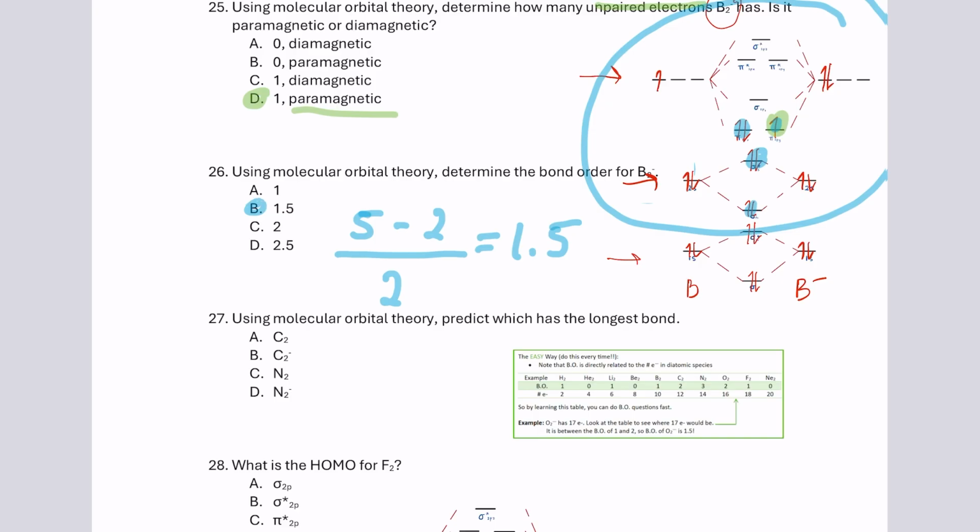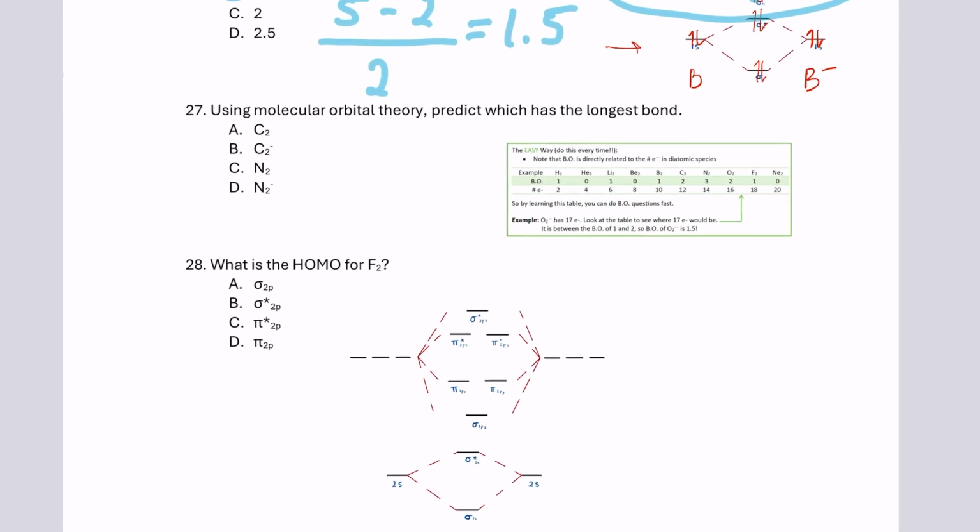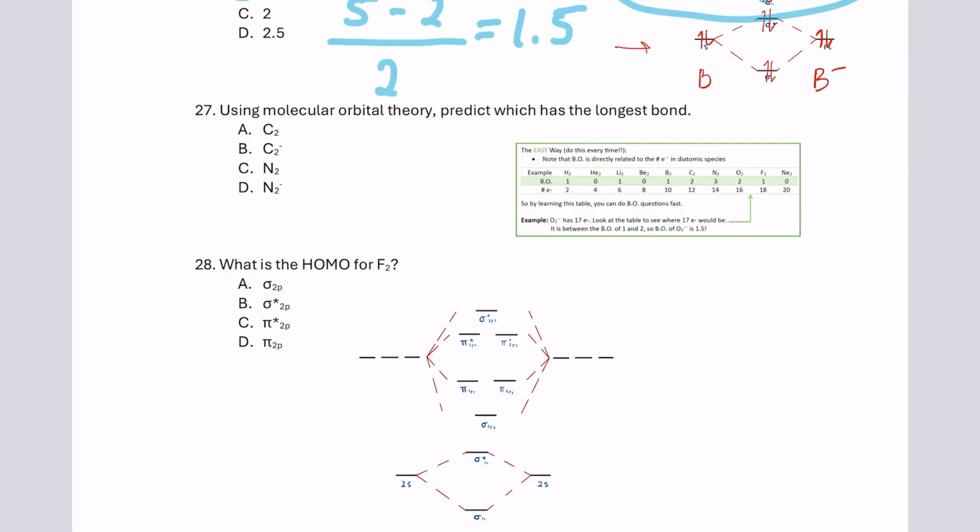Problem 27 says, using molecular orbital theory, predict which has the longest bond. Bond length is inversely related to bond order. So the higher the bond order, the shorter and stronger the bond. One of the easiest ways to quickly determine bond order for diatomic molecules is by recognizing that bond order is directly related to the total number of electrons in the molecule.